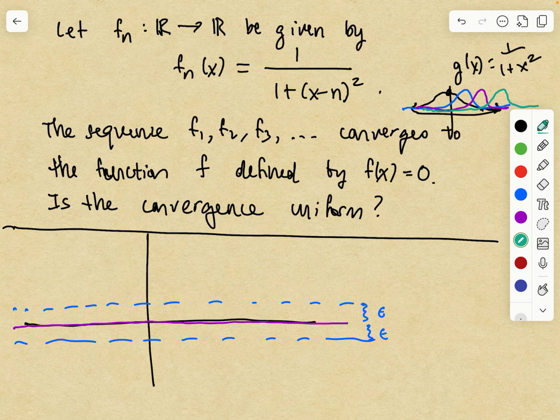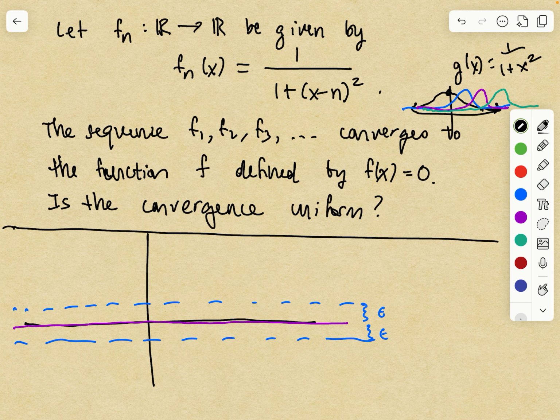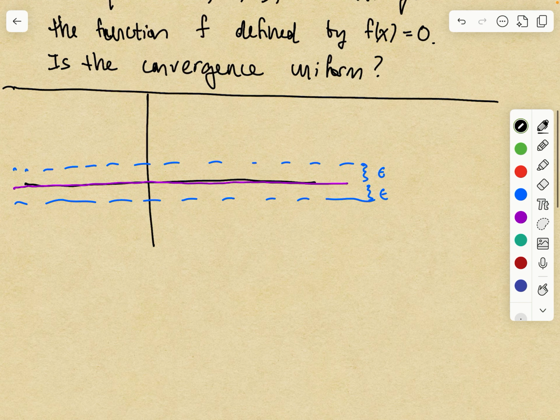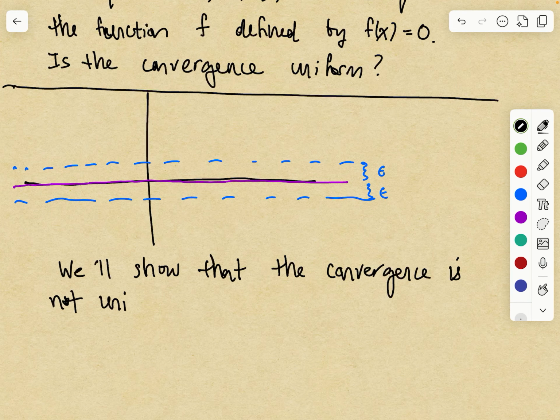Well, no. Because of these peaks, no matter what your n is, there's always going to be an x for which your function takes the value 1. And so should we expect the convergence to be uniform? No. We expect that the convergence is not uniform. So we will prove that the convergence is not uniform.